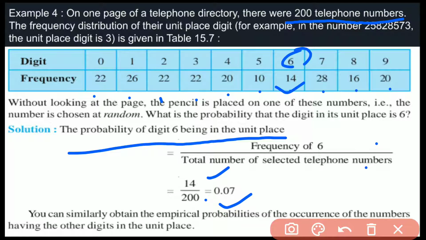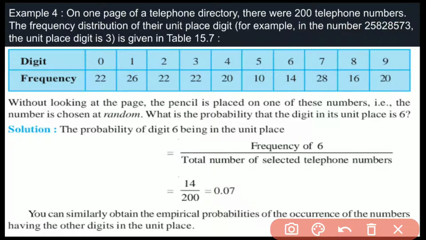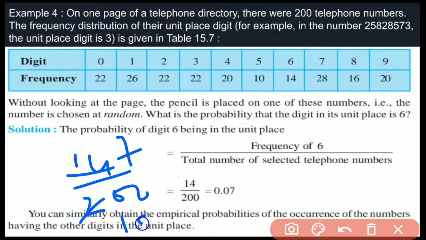0.07. How is the reduction done? 14 over 200 is reduced: 2 ones are 2, 2 sevens are 14, giving 7 divided by 100, that is 0.07. Considering the unit place from the back, insert one more zero because there are two zeros in the denominator. For the ones place the digit is a decimal, and where no number precedes the decimal point, we take it as 0.